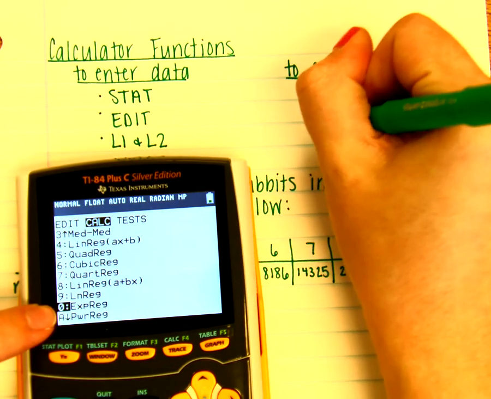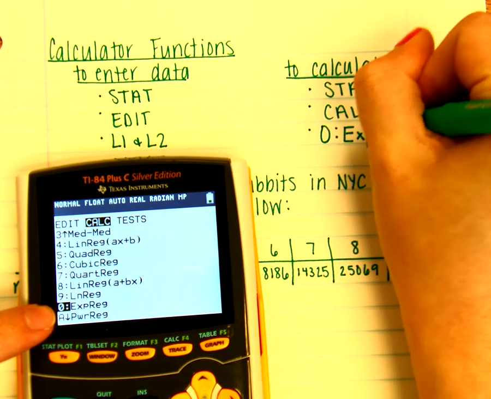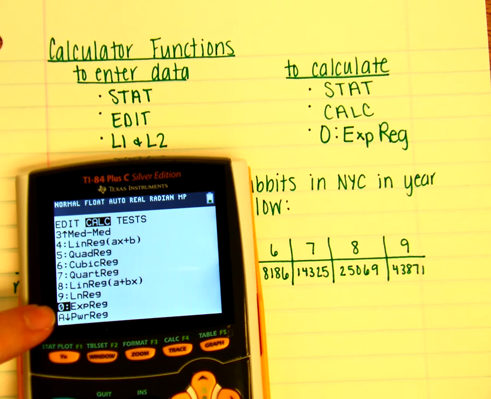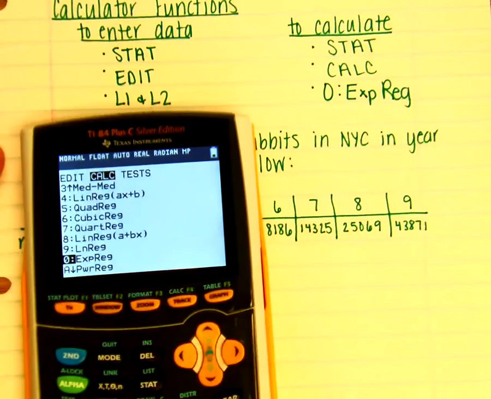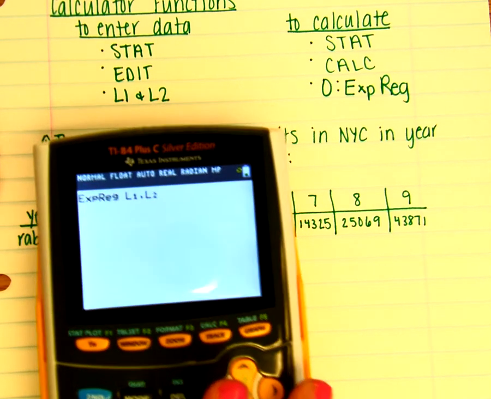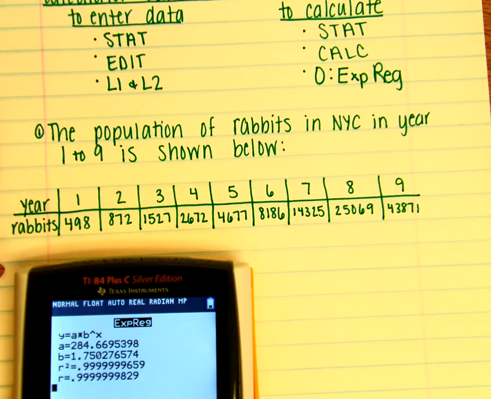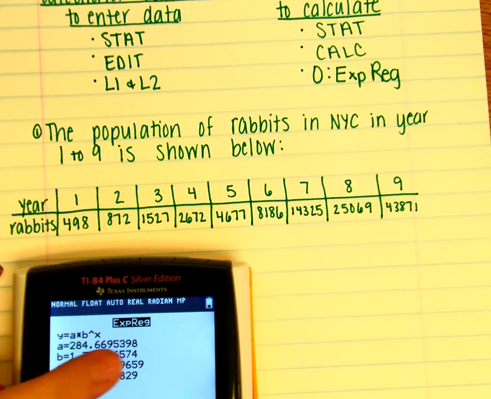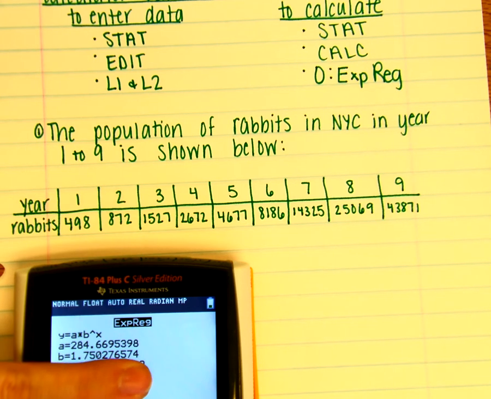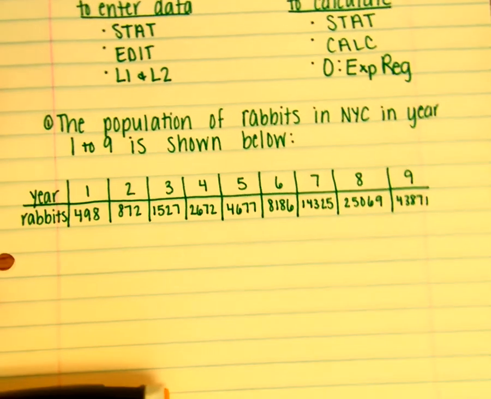Okay, and that's going to be option 0, and it says EXP REG. Enter, enter, enter, all the way. And then you're going to see that it's going to come up with some information on our screen. And again, we have these R values. You may not have the R values if you reset your calculator before you started working. If you did not reset your calculator, or the person before you did not, you're going to have these R values. We do not use them in this section. We only want the A and the B.